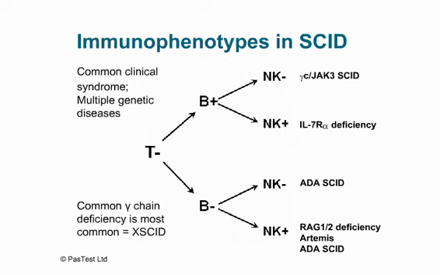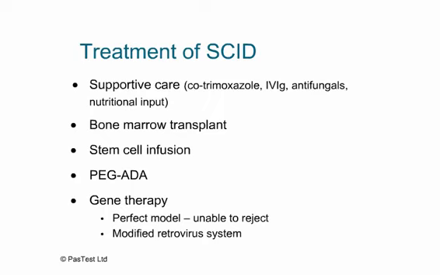Okay, so treatment of SCID. Well, initially, supportive care is critical, and that means prophylactic antimicrobials, cotrimoxazole as prophylaxis against PCP, or Pneumocystis jirovecii. They should receive intravenous immunoglobulin to boost their humoral immunity. They should receive antifungals as prophylaxis against Candida or Aspergillus infection. And very often, critically, they need extensive nutritional support, often with nasogastric feeding.